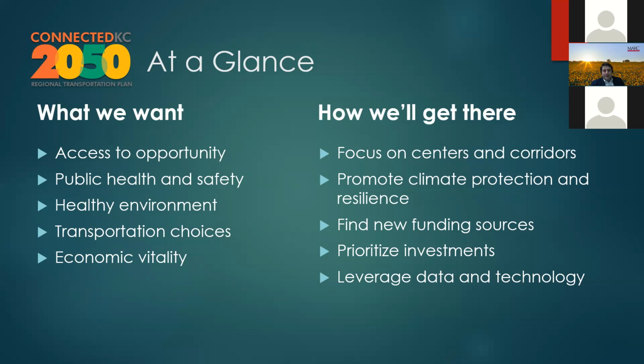So what are the types of things that we like to do to arrive at these goals? We'd like to focus on our centers and corridors, where we focus our energy and our investments around key activity centers and corridors, and the corridors that benefit them. We want to build resilience and reduce climate risk to our transportation system and our communities as well.